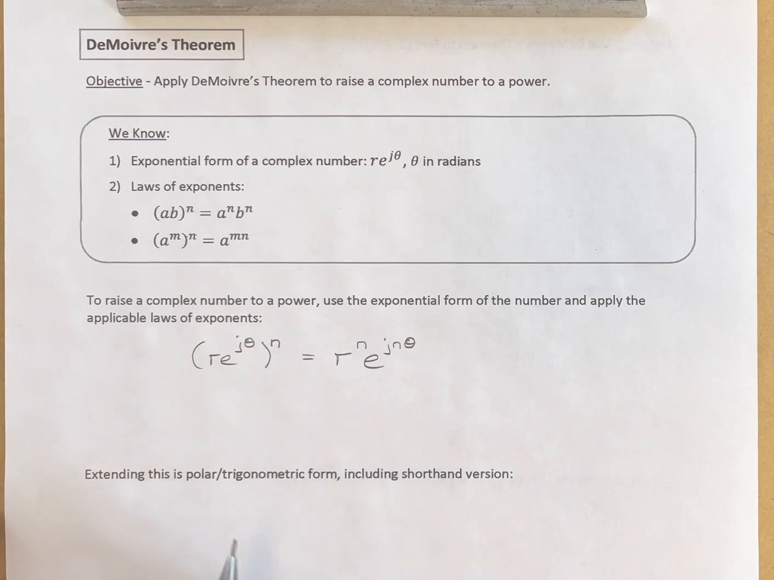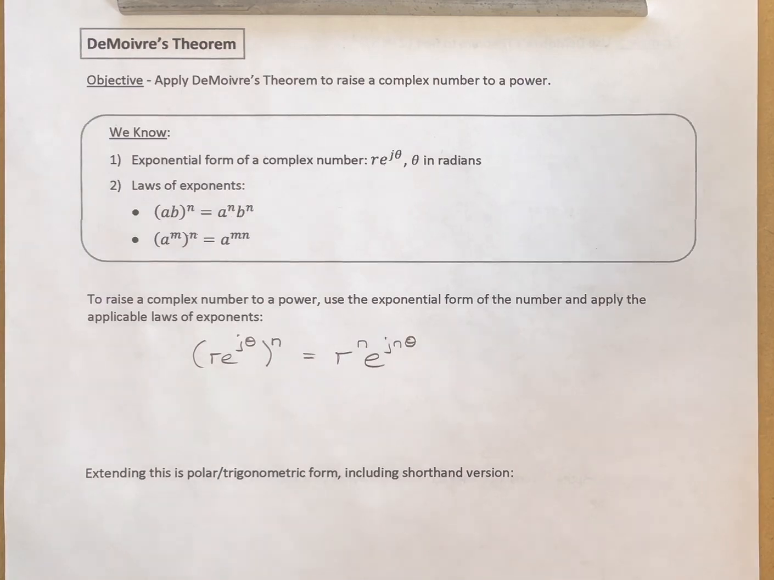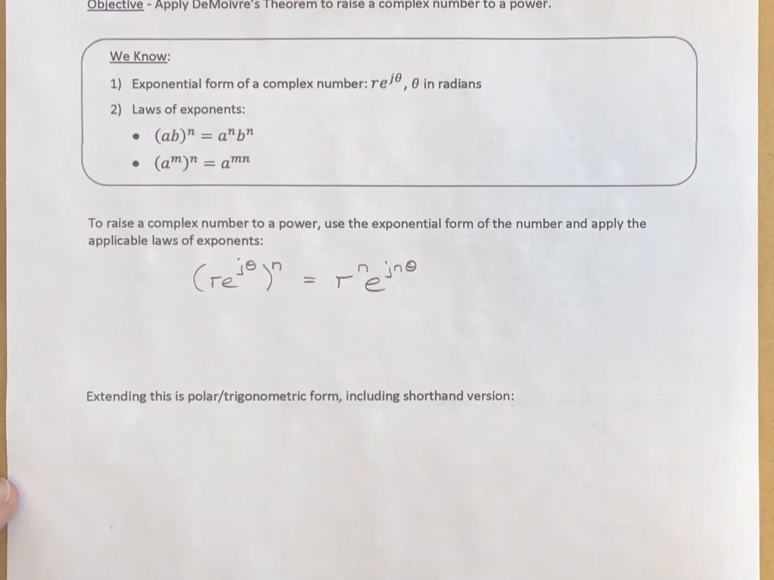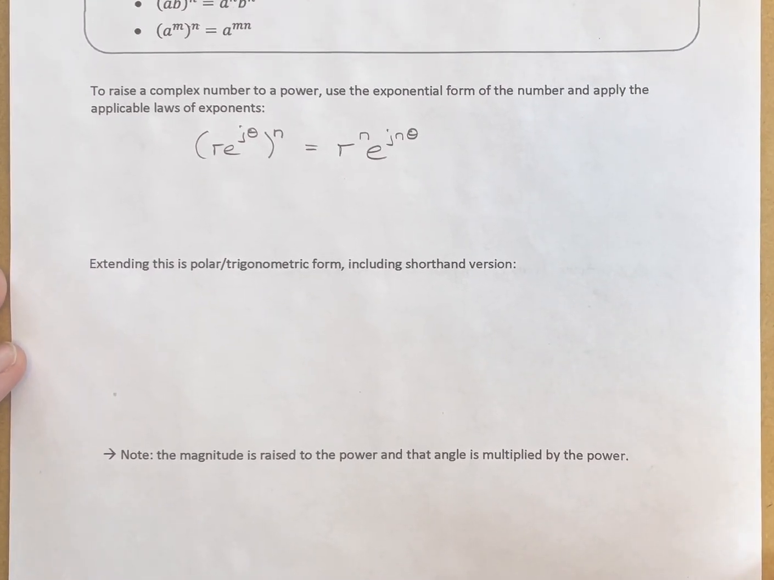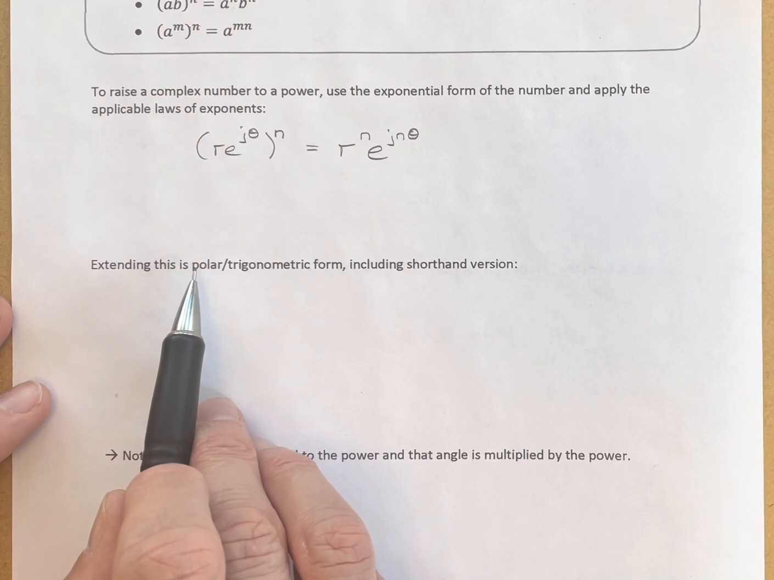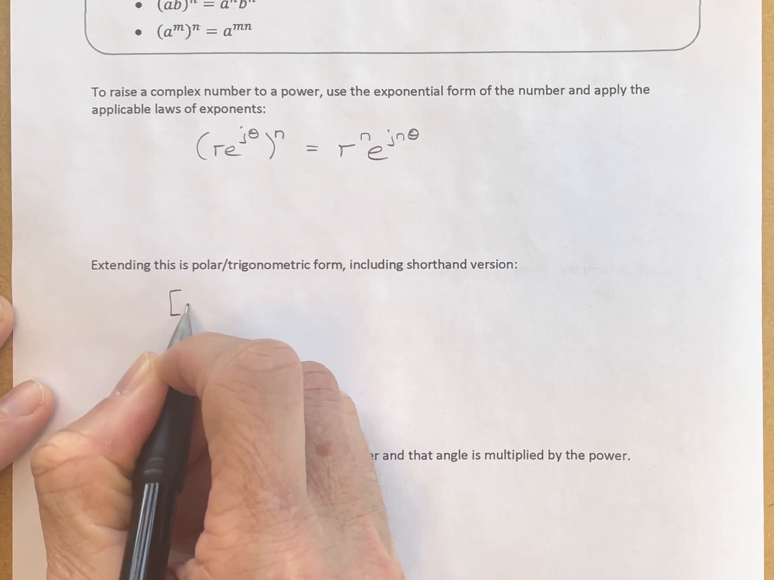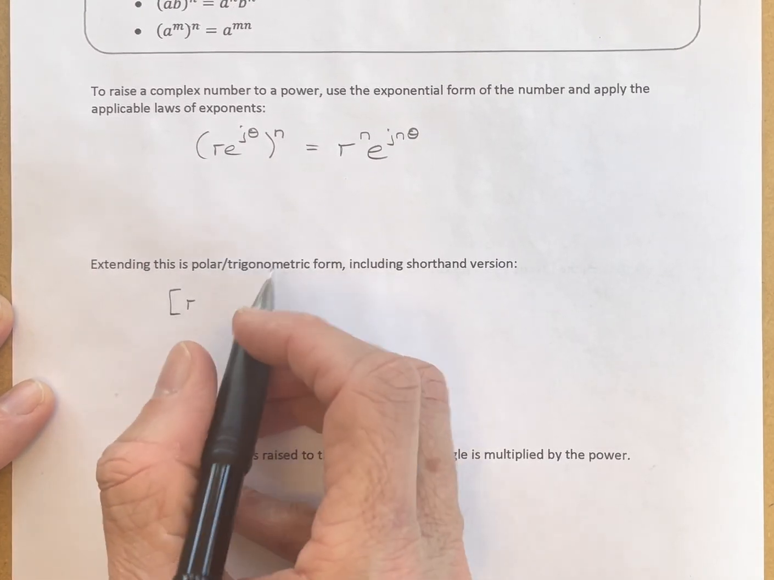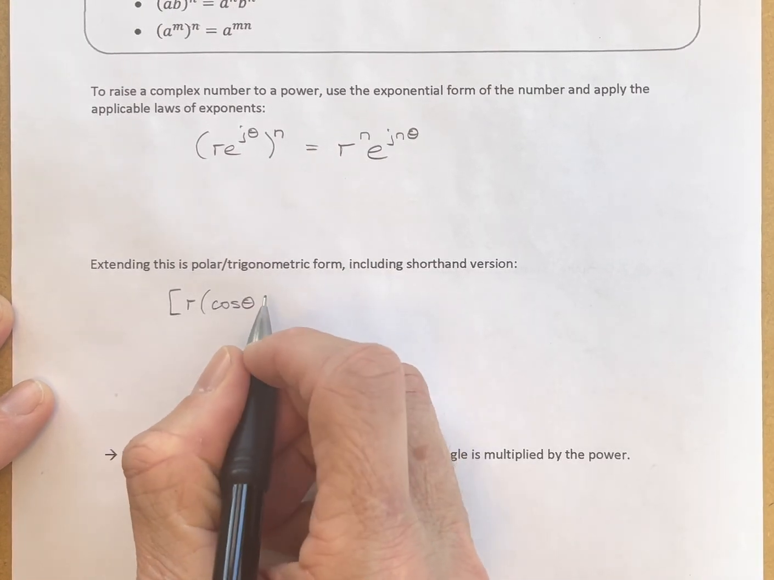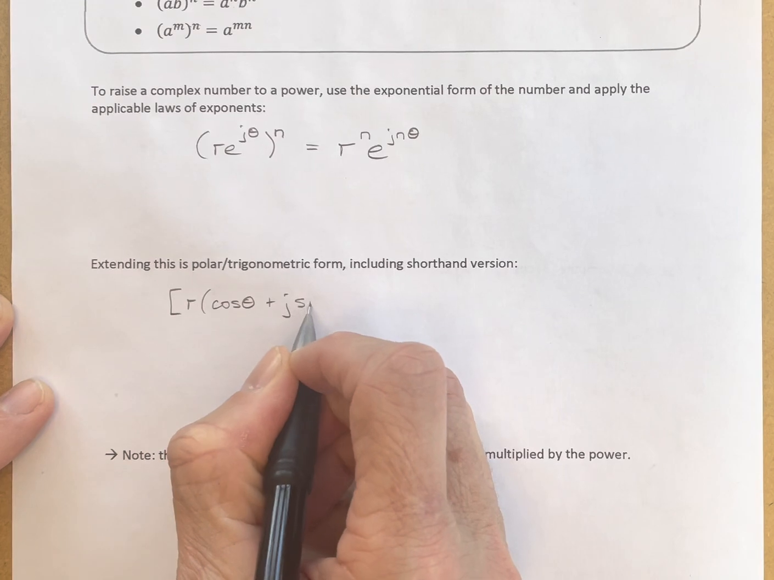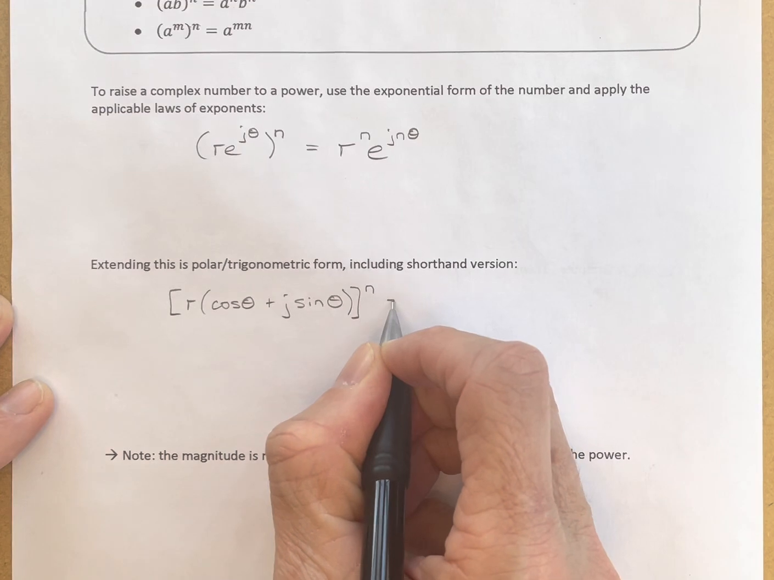Let's extend this to its polar and trigonometric form, and we're also going to show it in the shorthand version. And again, I'm not going to get into how all this works. I'm just going to write it down, then we're going to apply it. Okay, so in the polar trigonometric form, it is this. We're going to take the polar or trig form, the long form, r times the cosine of theta plus j times the sine of theta, and we want to raise that to the nth power.